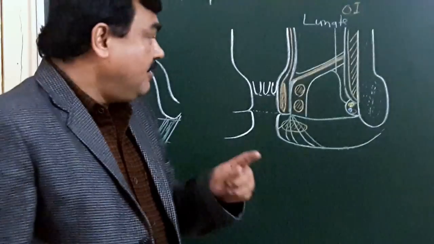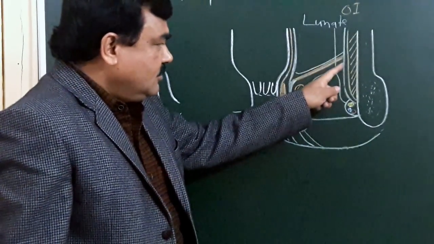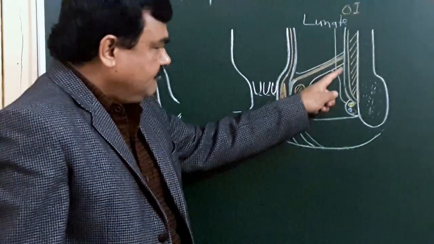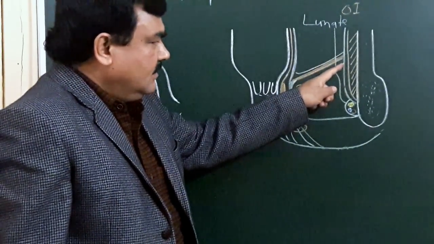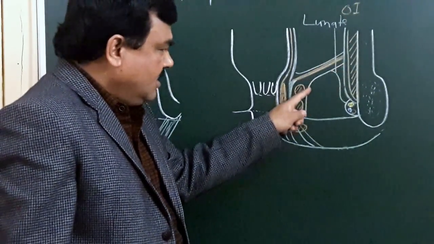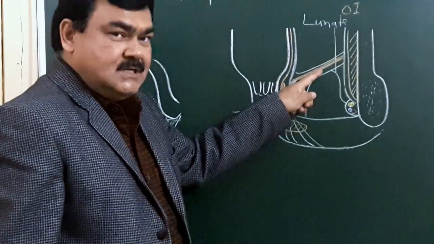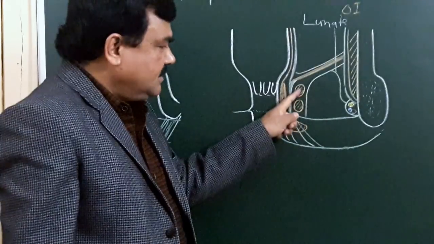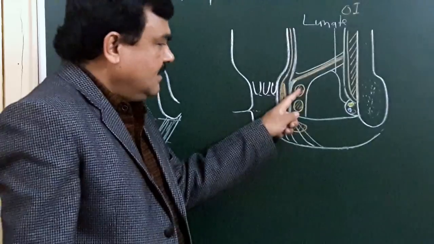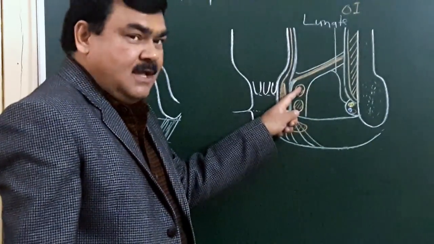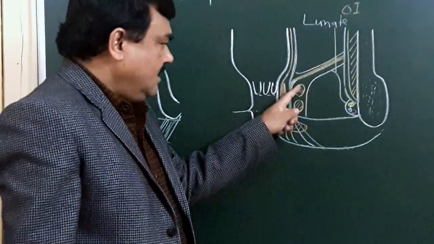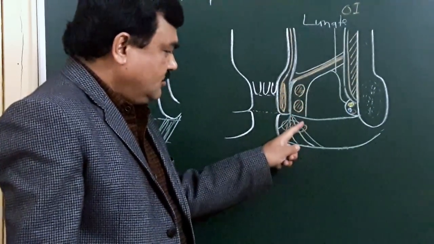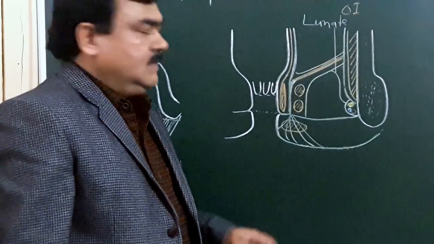And its medial wall is formed by, this is the medial wall. So from here to here, this is the medial wall. The medial wall is formed by this anal fascia, which superiorly covers the levator ani and inferiorly covers these muscles. These are the external anal sphincter: deep, superficial and subcutaneous. So these structures form the medial boundary.